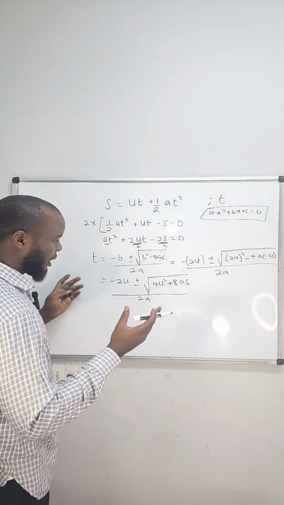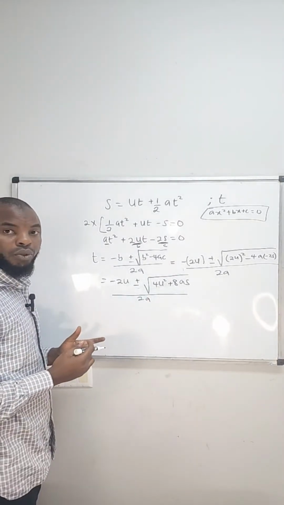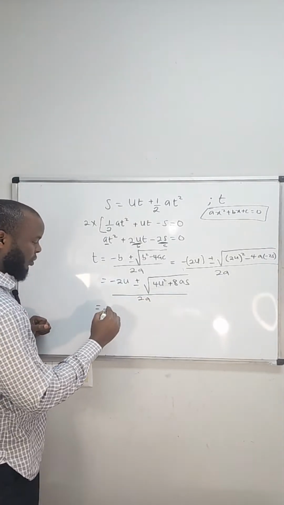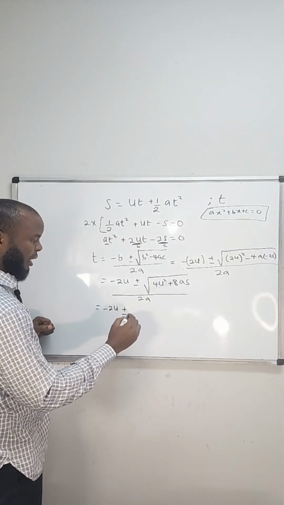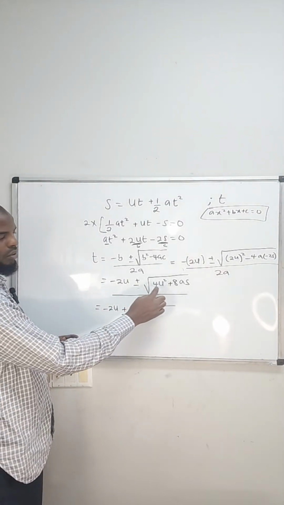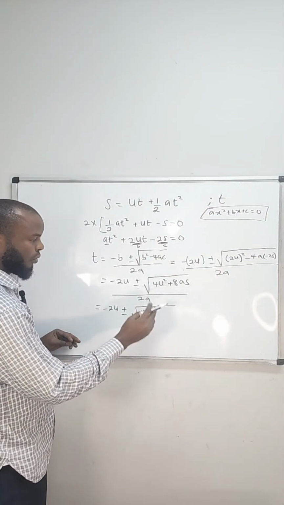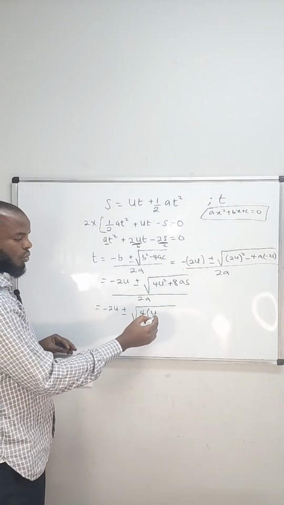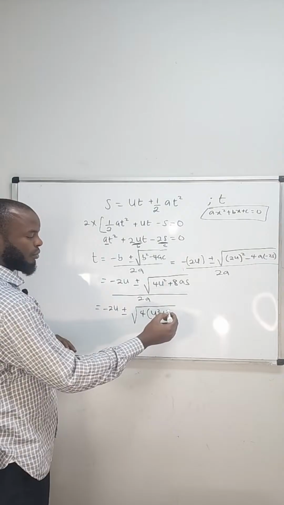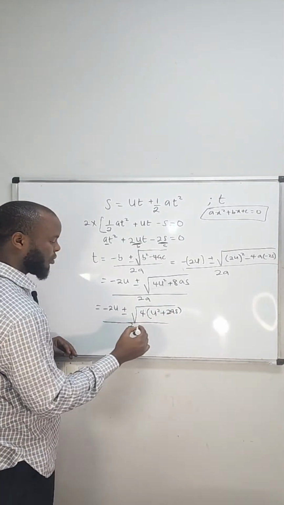Now, what can we do from here? If you look at this, you can see that 4 is common to both terms. So from here we have minus 2U plus or minus the square root. You can factorize 4 out from here. You should factor out 4. So here you'll be left with U squared plus 2AS, everything over 2A.